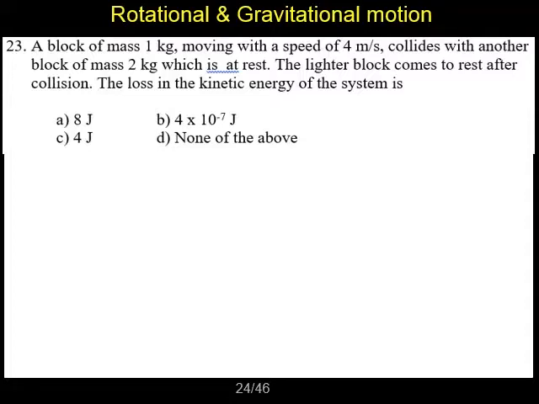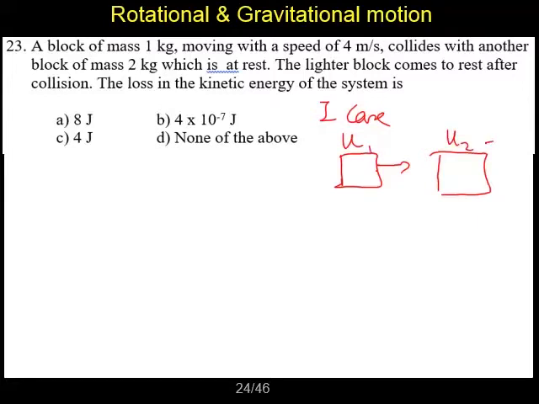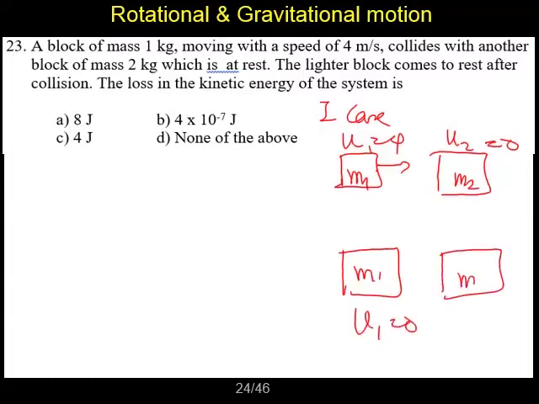So here there are two bodies. In the first case, we take a block of mass 1 kg moving with a velocity u1 that collides with another mass which is at rest. So the initial velocity is u1, and here the initial velocity u2 is equal to 0. Here it is given as 4. So the masses are m1 and m2. After the collision, what happens? For m1, the final velocity becomes 0 because it comes to rest, and m2 begins to move.